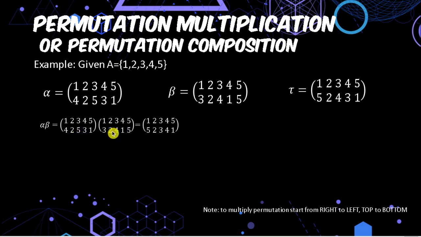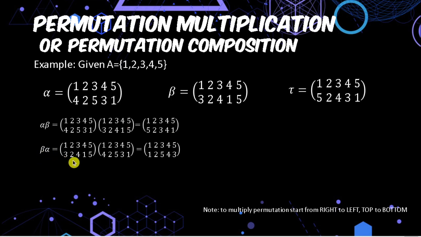Ganun din dito, 2 is mapped to 2, while 2 is still mapped to 2, kaya 2 is still mapped to 2 in the final answer. 3 to 4, 4 to 3, kaya 3 to 3. 4 to 1, 1 to 4, kaya 4 to 4. Nakuha natin doon. 5 to 5, 5 to 1. This is now the product, the result of the permutation multiplication that we just did.